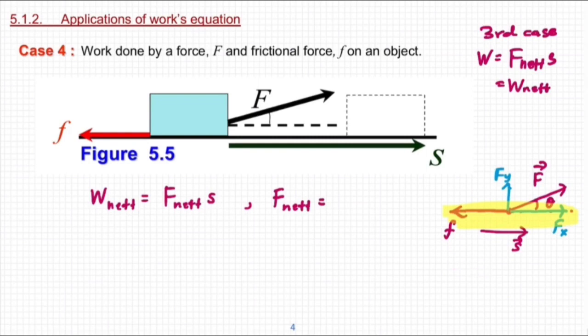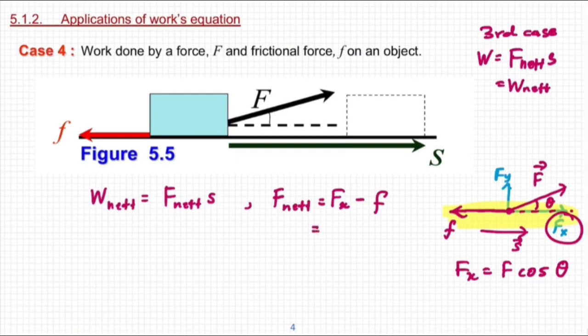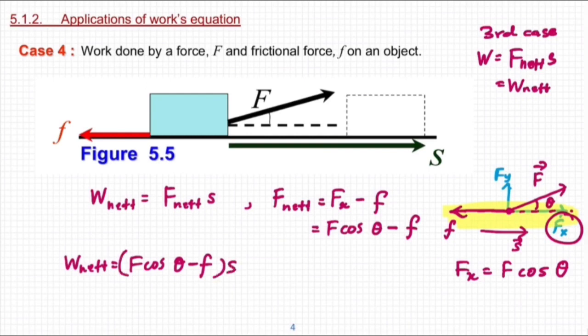So first of all, find Fx first. In this case, we have Fx is equal to F cos theta. And since our Fx is to the right, we treat it as positive. So Fx minus friction, and then it will become F cos theta minus f. So now that we have our F net, we can substitute it into the W net formula. So we get W net is equal to (F cos theta minus f) times s.